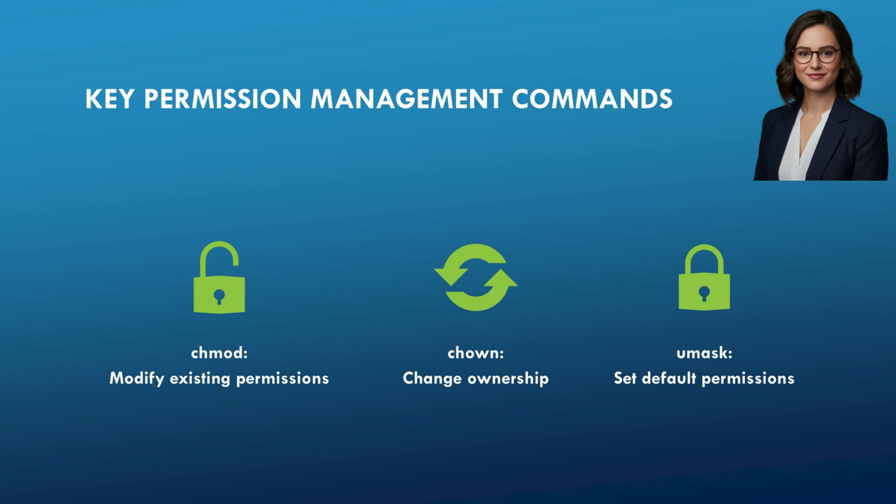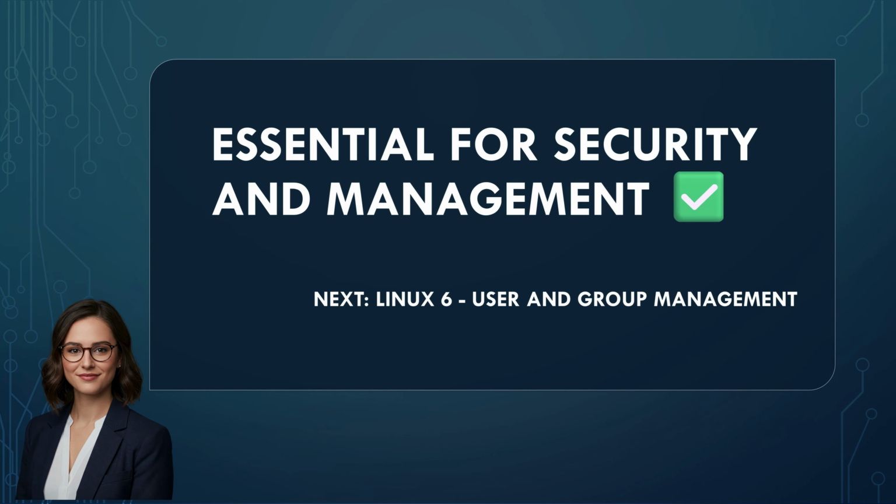Understanding chmod, chown, and umask is crucial for maintaining a secure and well-organized Linux system. chmod allows you to adjust permissions on existing files and directories, chown lets you change ownership, and umask influences the default permissions of newly created items. These commands give you fine-grained control over who can interact with your data. Mastering Linux permissions is a fundamental skill for any Linux user or administrator. It ensures data security and proper system functionality.